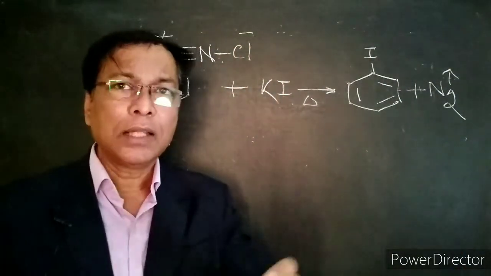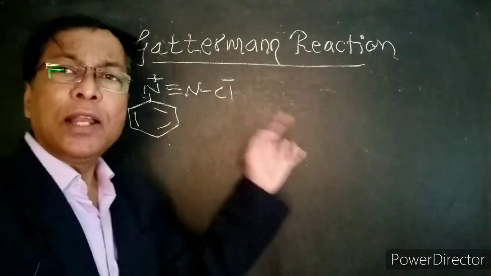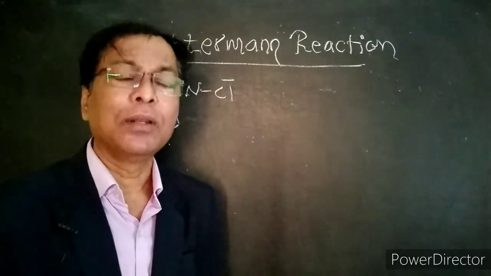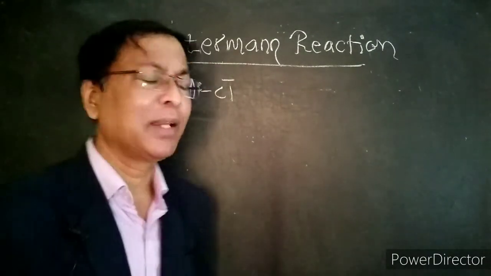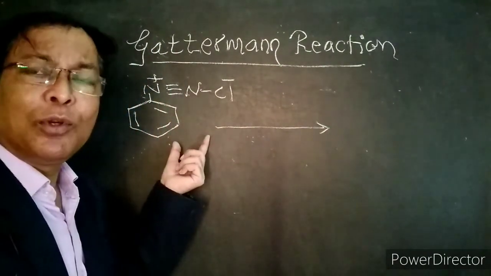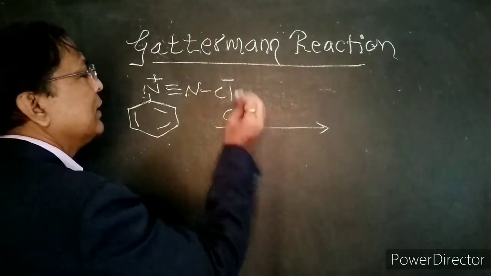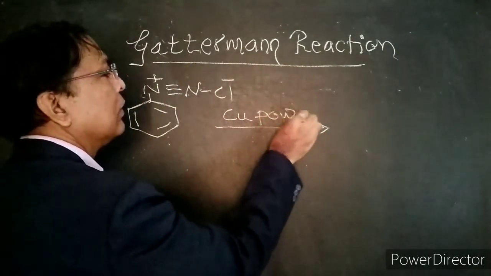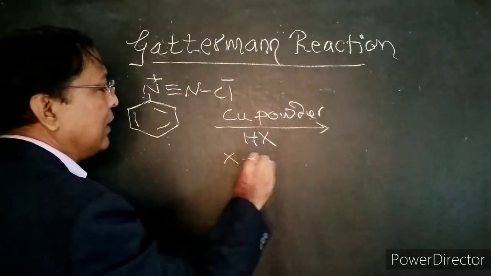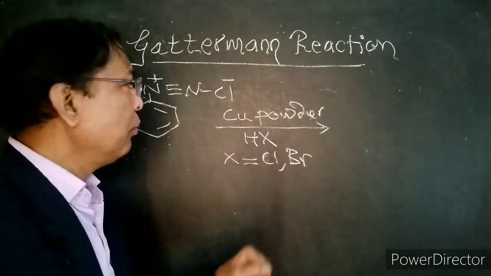Now we will see the last method of preparation of haloarenes, that is Gattermann reaction. Gattermann reaction is also known as advanced version of Sandmeyer's reaction. Why is it called advanced version of Sandmeyer reaction? We know that in Sandmeyer reaction we had used the benzene diazonium chloride salt and cuprous salts. Here instead of cuprous salt we have to use simply copper powder and hydrogen halide HX, where X is Cl or Br.